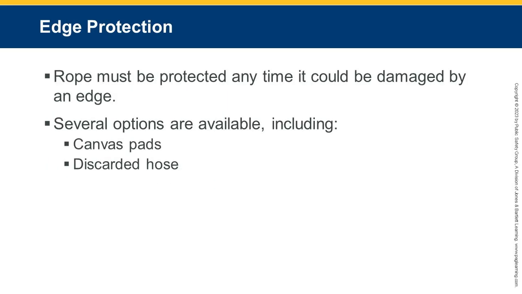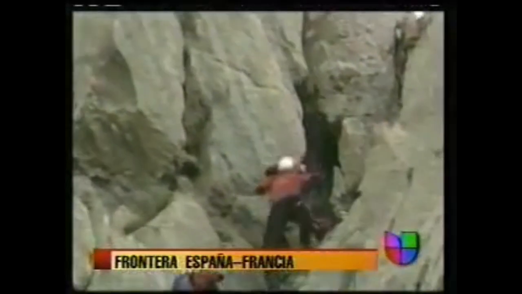Next up, let's talk about edge protection. This is one of those things that can save your rope and your operation from unnecessary wear or even failure. Simply put, any time a rope could be damaged by an edge, it needs protection. Every team that uses rope should carry some form of edge protection equipment.